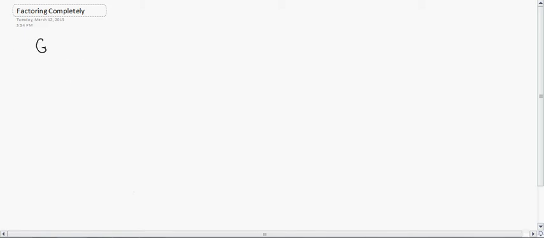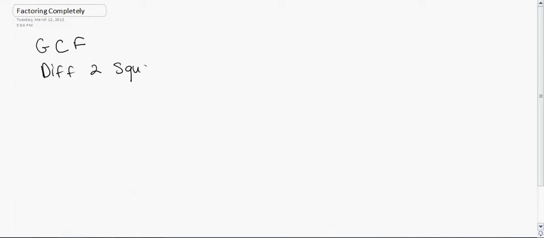So the first one I always write down, always try to do, is greatest common factor. That's a real easy one, and it simplifies the problem nicely. So greatest common factor. We've got the difference of two perfect squares. So difference of two squares. So greatest common factor I can use on all polynomials. Difference of two squares, I need two squares, and I have to be subtracting. So it has to meet all three of those criteria.